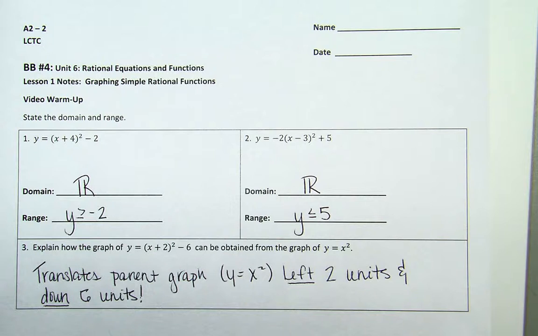Okay, so today we're going to talk about Blackboard assignment number 4, which is your Lesson 1 notes for Unit 6 on rational equations and functions. So Lesson 1 is really going to focus on graphing simple rational functions.